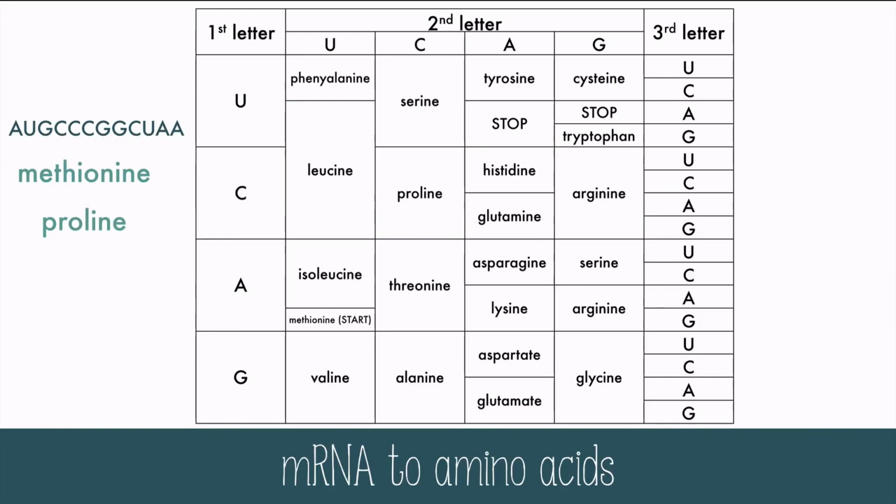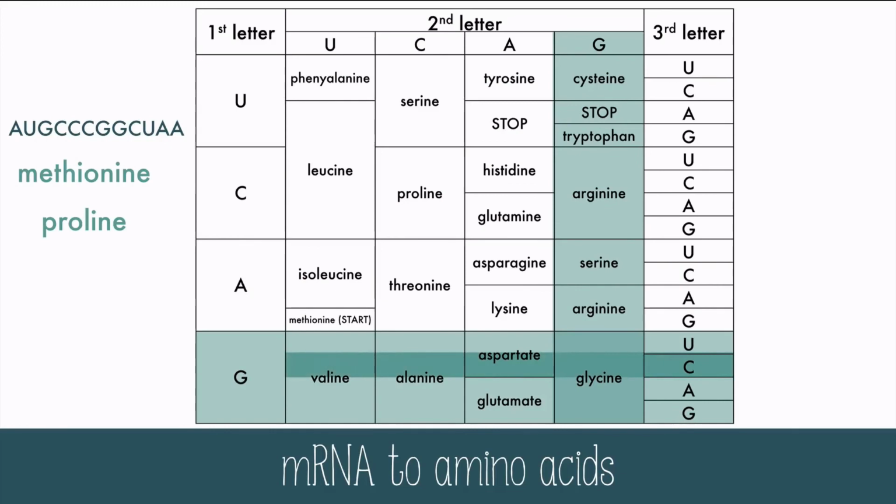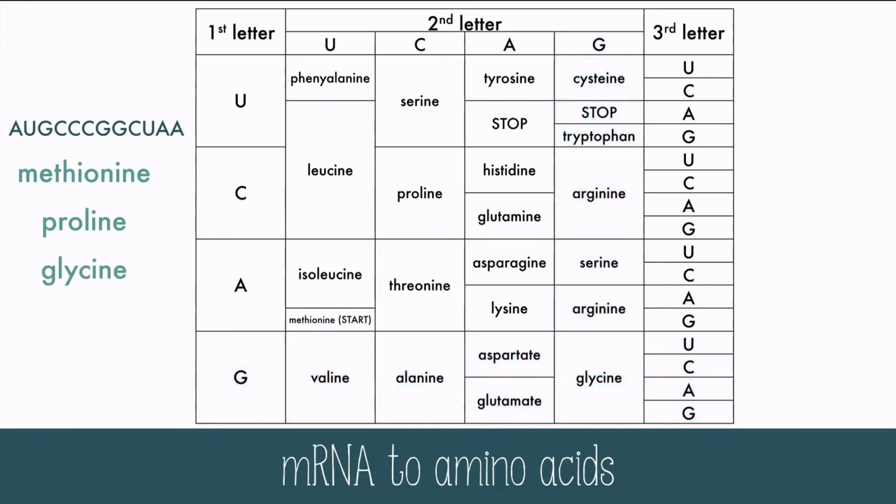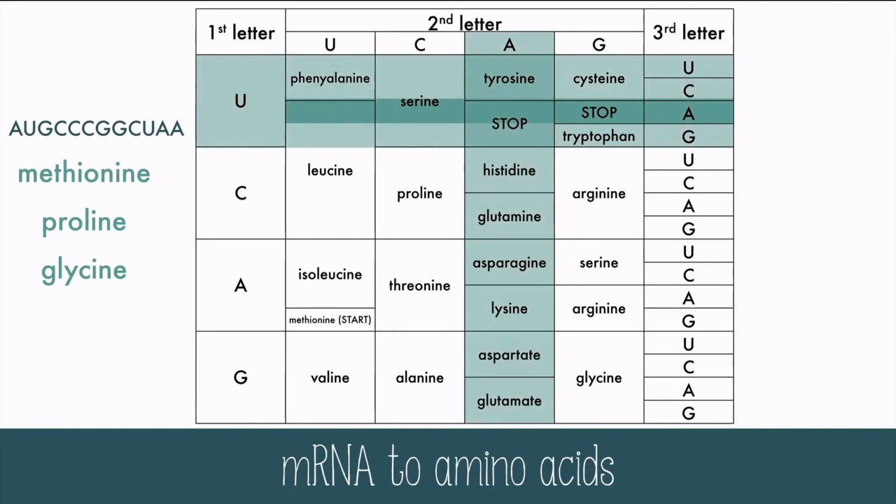And the next one, GGC, and that will give us glycine. And then UAA, and that gives us the stop codon.